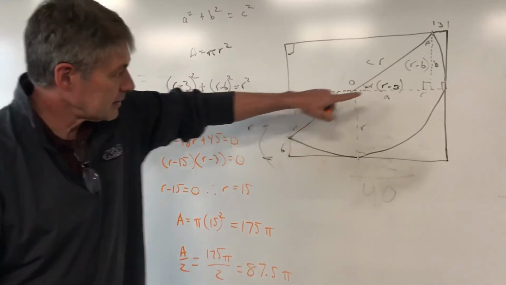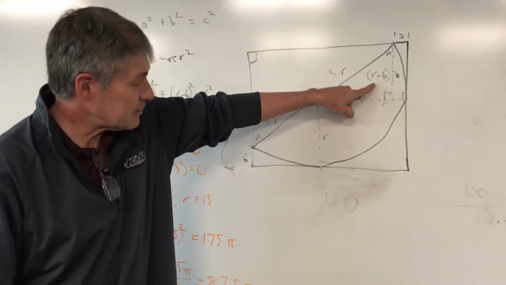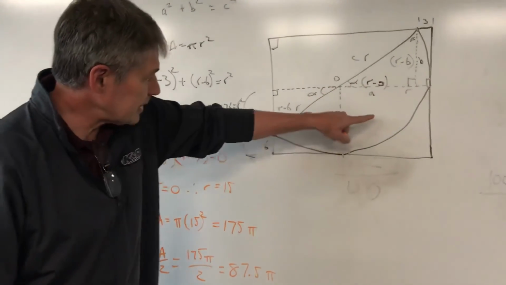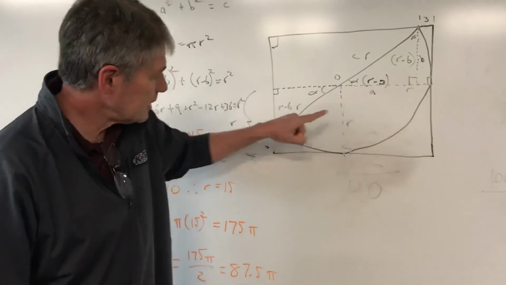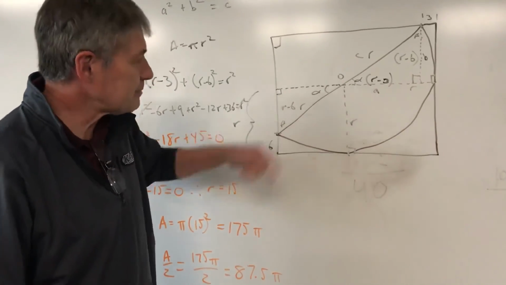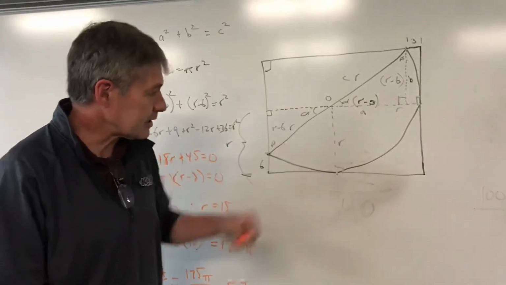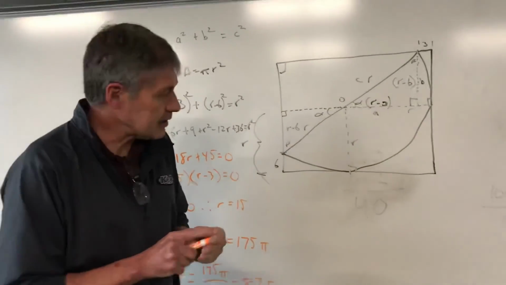Now a variation of this, they didn't ask it, but you could figure out what the area of the rectangle is. There's r minus 6 plus r for that side, and r minus 3 for the length. And it's just length times width.